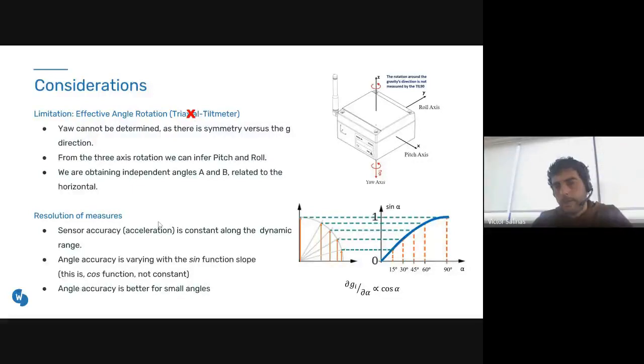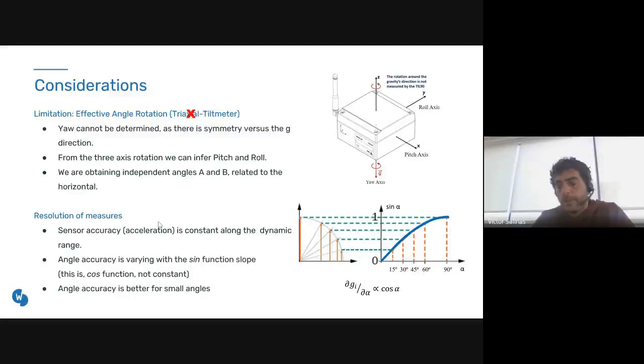In the picture on the right, we can see that a rotation over the vertical axis is not going to change the reading on the sensor. So we are not detecting this kind of rotation. We are detecting rotation in the other angles, the pitch and the roll. And in any position of the device, we can transfer this into two independent angles, the A and B angles, usually used in geotechnical applications, that are related to the horizontal plane.